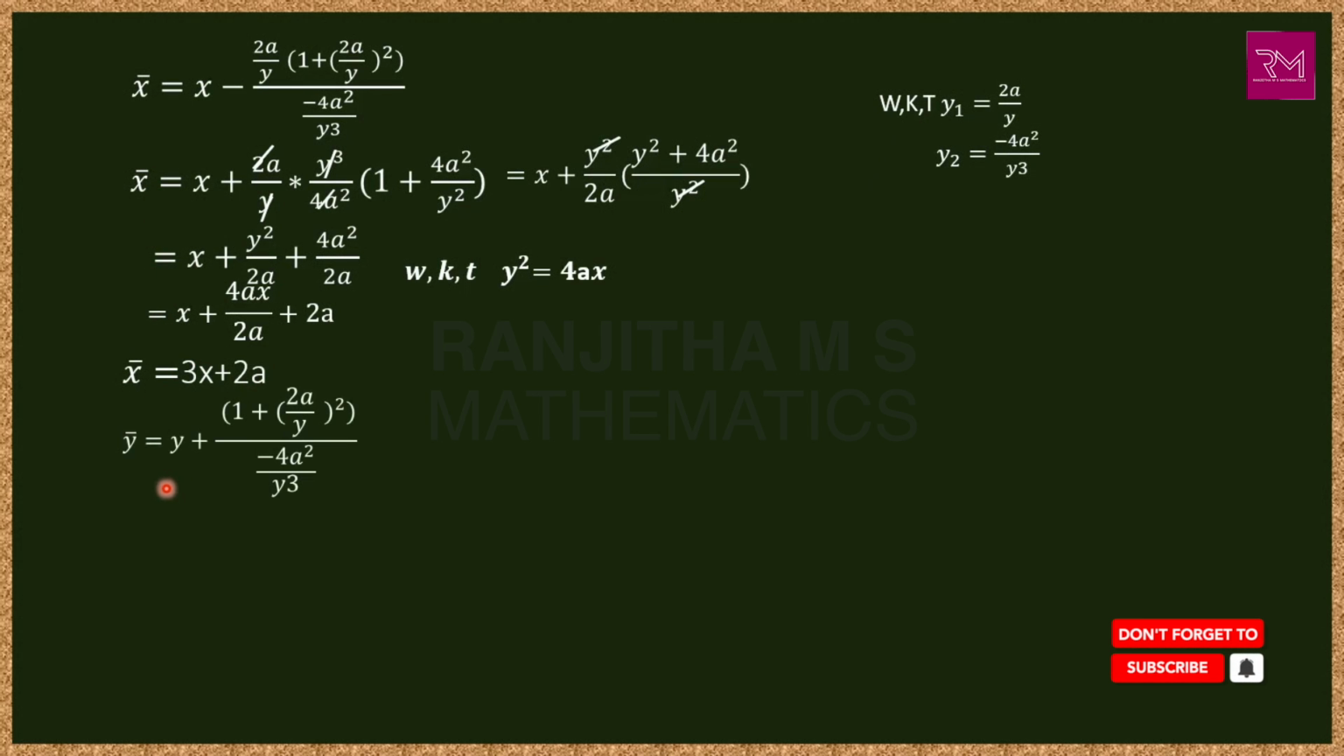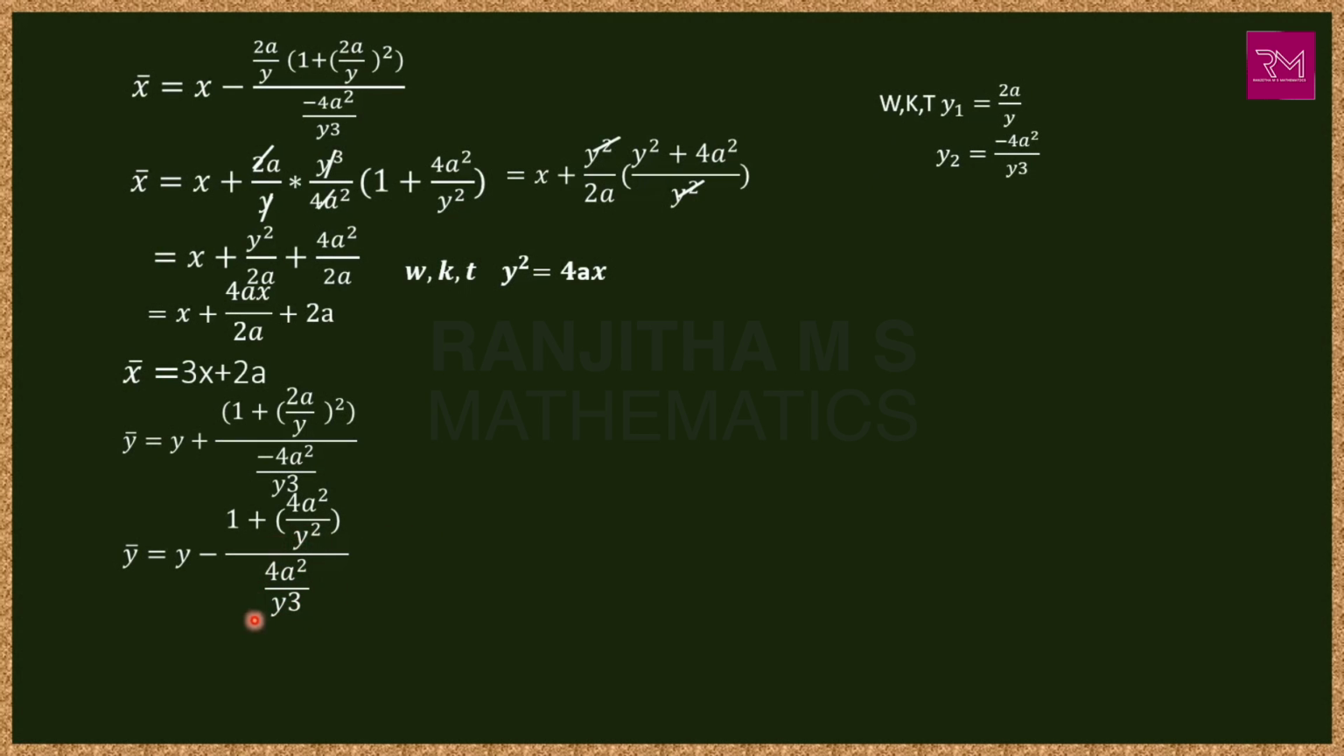Also we have to find y bar, that is y bar which is equal to y plus 1 plus y1 square, which is 2a by y whole square, divided by y2, which is minus 4a square by y cube. Here also plus into minus is minus, hence we get y bar which is equal to y minus 1 plus, here 2a by y whole square as 4a square by y square, divided by 4a square by y cube.